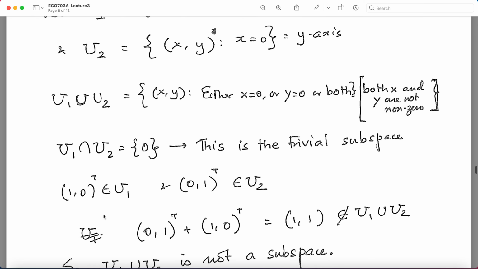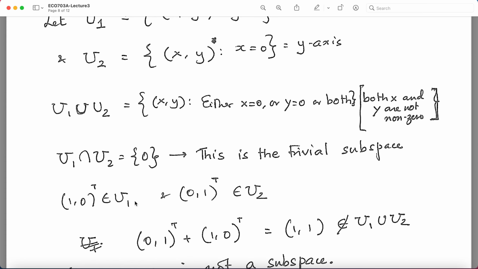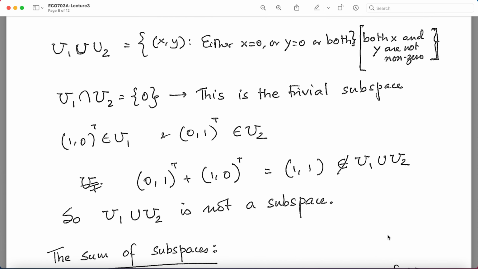Now, you take (1, 0) in U1 and (0, 1) in U2, and as I showed you earlier, their sum, (1, 0) transpose plus (0, 1) transpose, is (1, 1), which is not in U1 union U2, because (1, 1) lies neither on the x axis nor on the y axis. So, U1 union U2 is not a subspace.